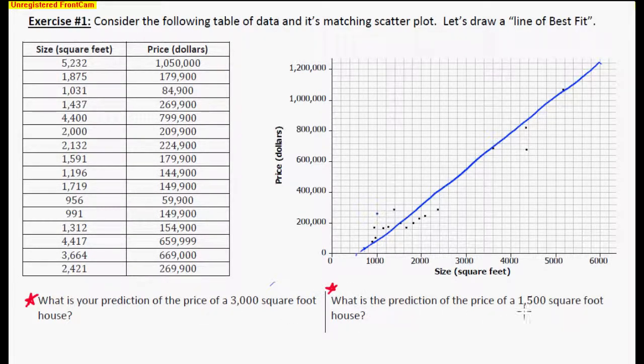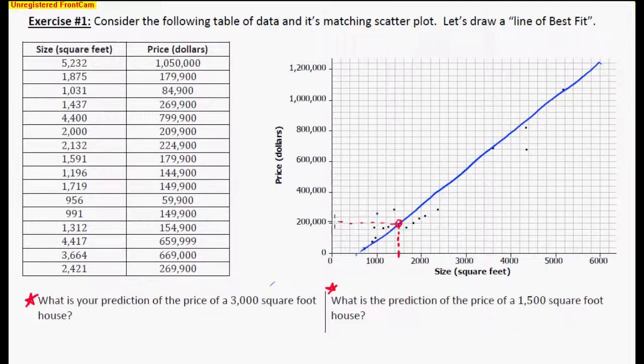What is the prediction of the price of a 1,500 square foot house? Well, do the same thing. They gave me 1,500. Looks like each one of these, let's see, 1, 2, 3, 4, 5. Looks like each one of these blocks is going to be 200. So 1,500 would be right there in the middle between 1,000 and 2,000. All right, and if I go straight up from here, we'll even put a little line in there for you. I'm going to hit that line right there. It looks like it's right on this block right here.